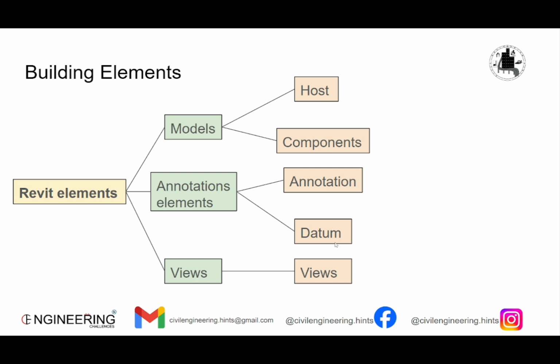Datum are the reference planes, levels, and grids. These elements make up the datum, where they help to create the project. All the components that are placed in the Revit project are always associated to a particular datum. Views are not subdivided, they are simply called views.